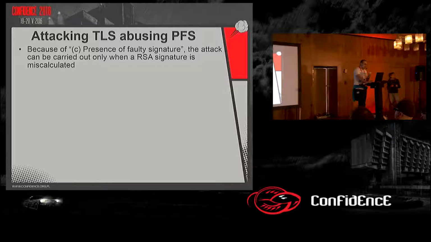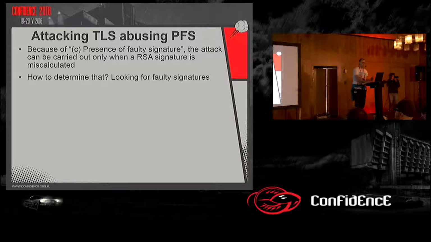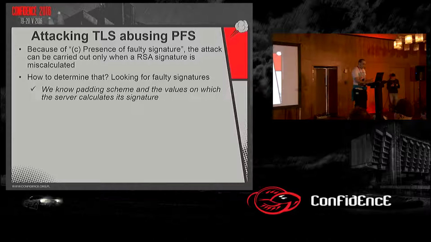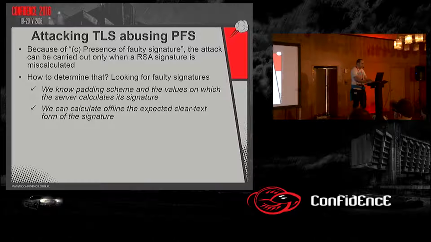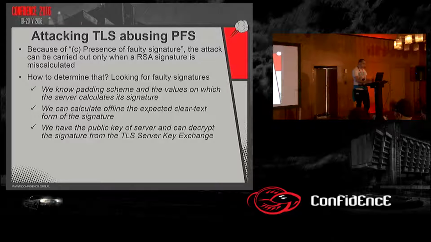Of course, the key to this vulnerability is the fact that we need to have a faulty signature. So we need to determine the presence of a faulty signature. But let's reason a little bit about that. We know the padding scheme because it is predictable, deterministic. And of course, we know the values on which the signature is calculated. So this means that as an attacker, we can calculate offline the expected signature.